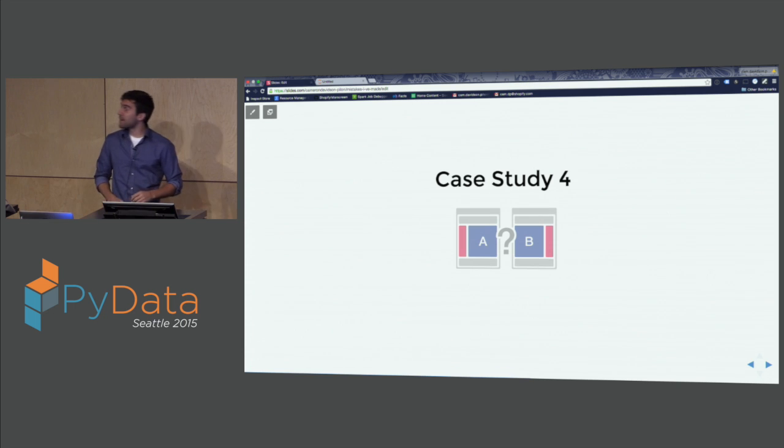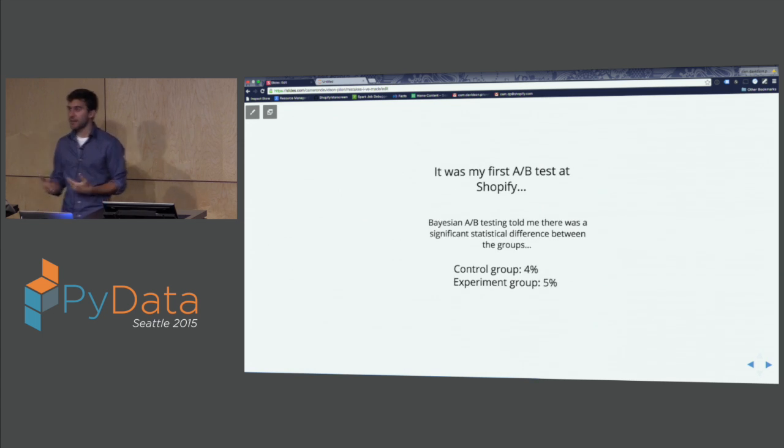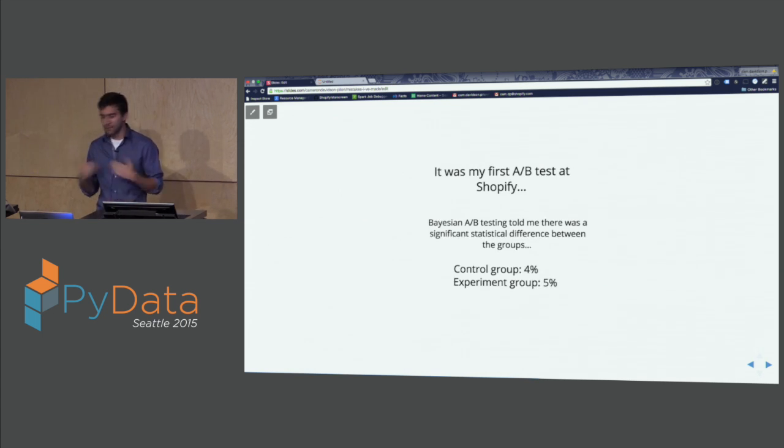The fourth mistake that I made was an A/B testing mistake. So this was right around the time I joined Shopify, and this was my first A/B test. I was super excited. I was pro Bayesian. I was like, yeah, we'll do this Bayesian. It's all going to be good.